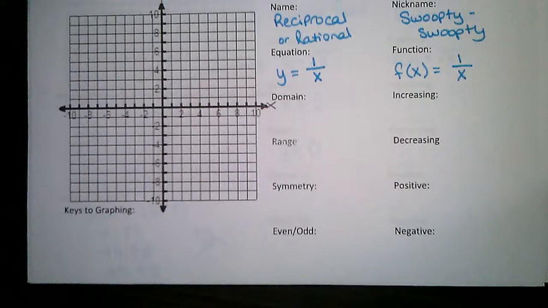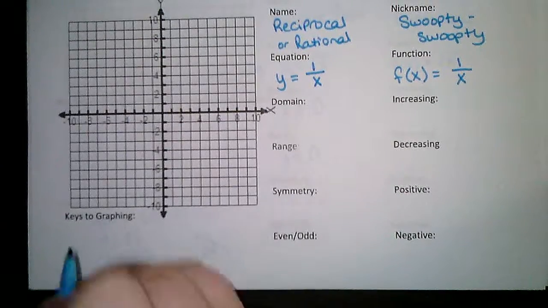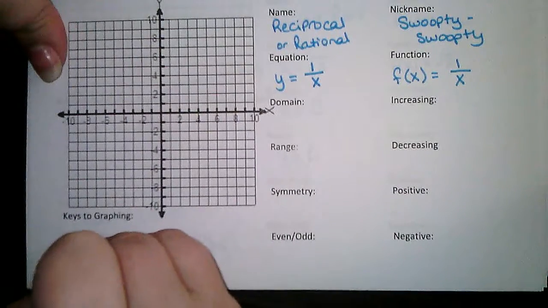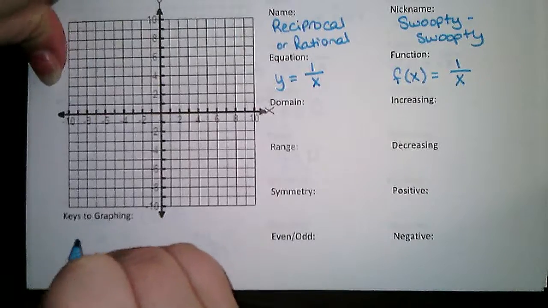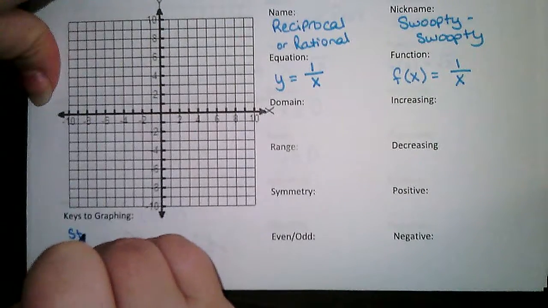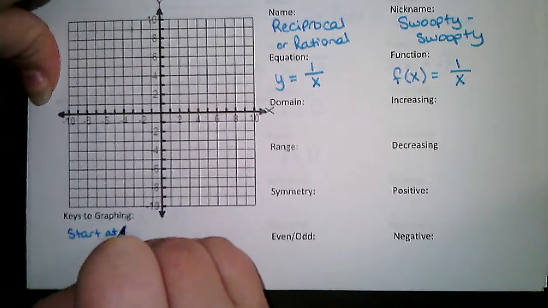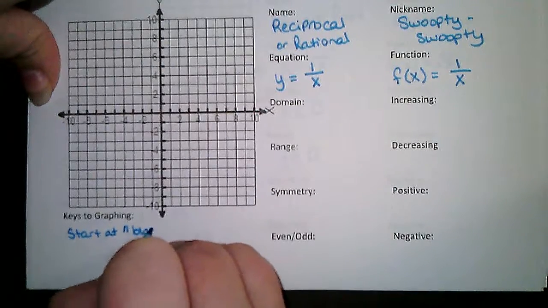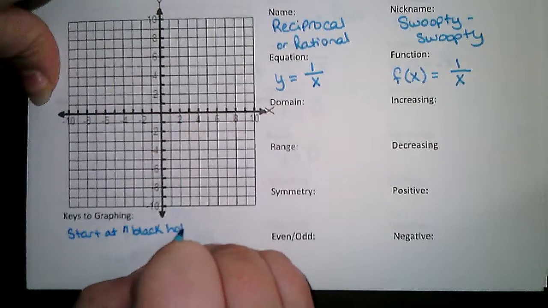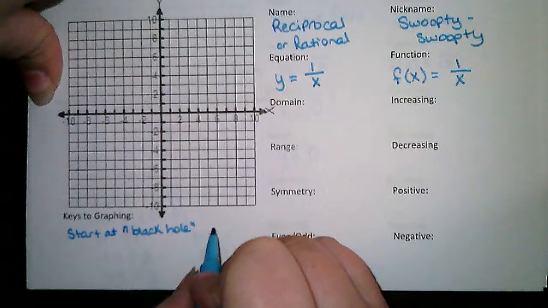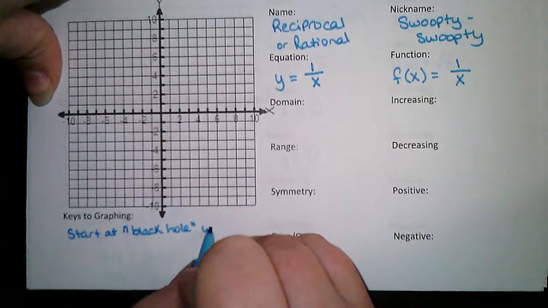Okay, so this one is kind of the odd one in the bunch. It does not exactly start at 0. You kind of started at 0, but what you do is you start at the black hole. And no, we didn't just name that because it's my last name.